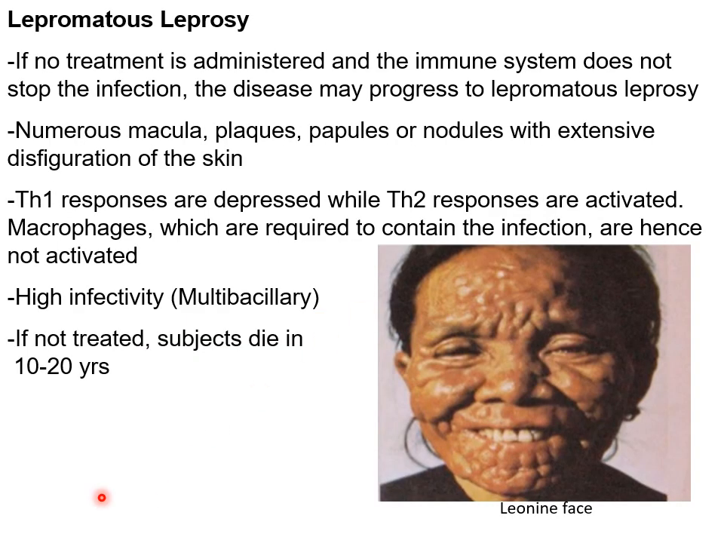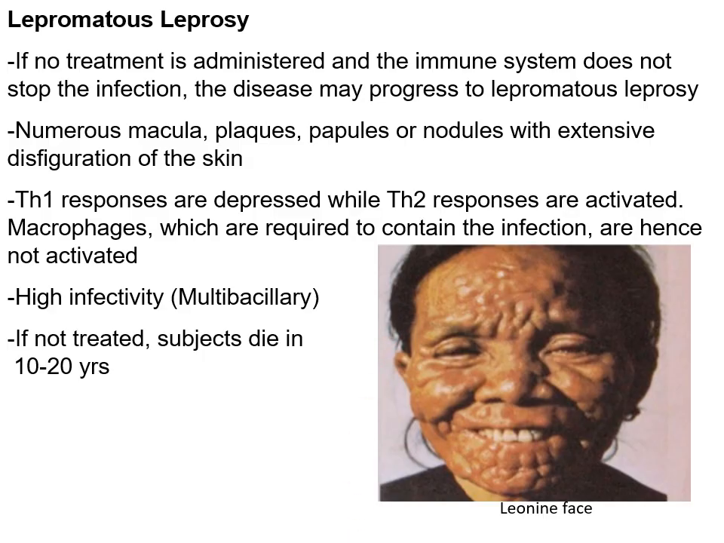Now, the more severe end of the spectrum is lepromatous leprosy, and this could happen if treatment is not properly given, or if the immune system doesn't respond properly with Th1 cell-mediated responses. The disease might progress to lepromatous leprosy, and what you would see is numerous macules, plaques, papules, nodules, disfiguration of the skin, and one example is the leonine face you're seeing in the picture here. This is a subject with multiple nodules on the face due to leprosy.